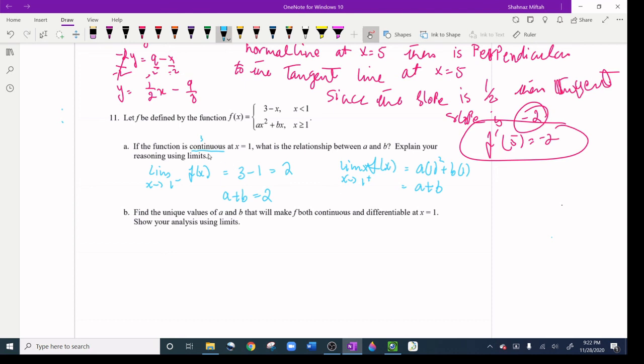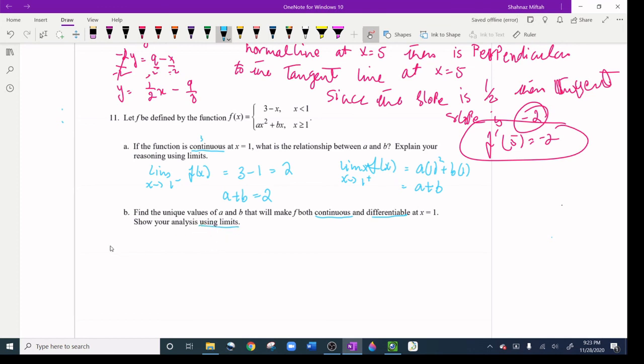I mean, we can tell it's the continuity. The function is continuous, so I have to give them using limits, left and right. Now, B part, find the unique values of a and b. Every time there are missing variables, you have to make them equal each other and plug in the x values. But they said that will make f both continuous and differentiable at x equal 1, show your analysis using limits.